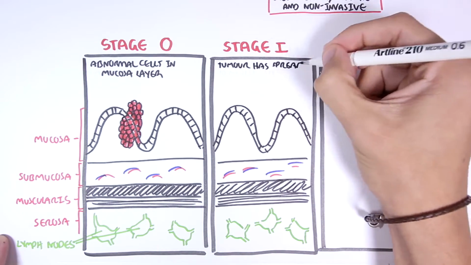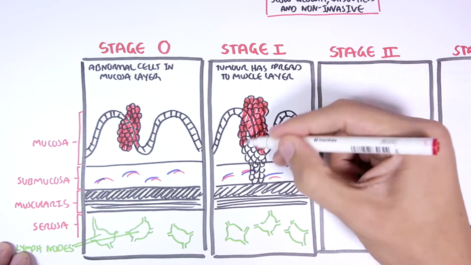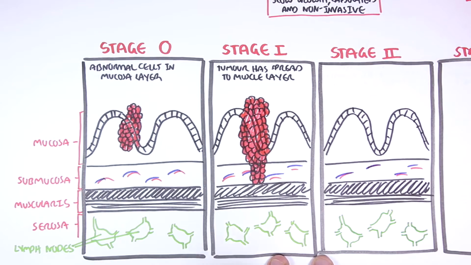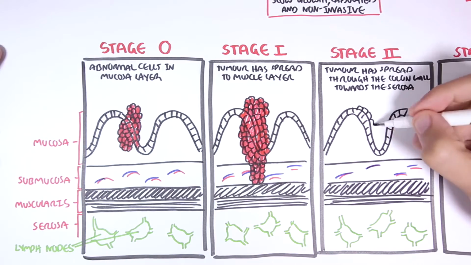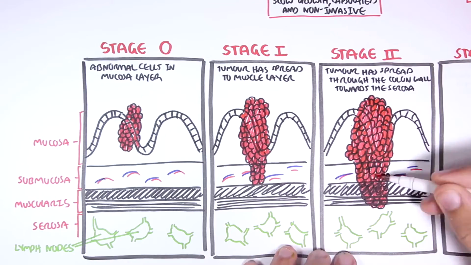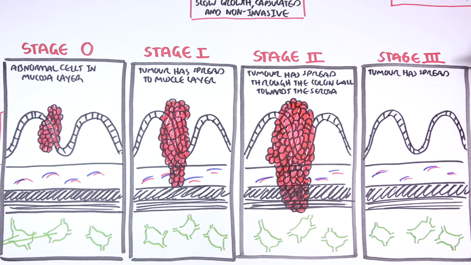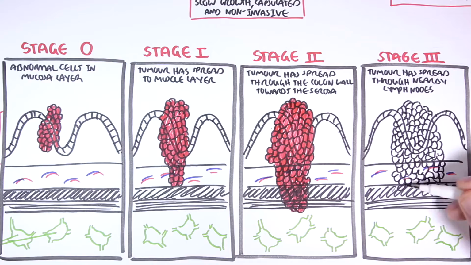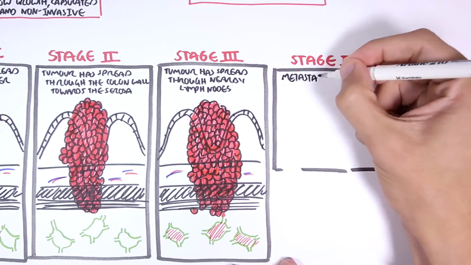Stage 1 is where the tumor has spread to the muscle layer, and things may be getting serious. Stage 2, the tumor has spread through the colon wall towards the serosa. Stage 3, the tumor has spread to nearby lymph nodes. And then we have stage 4, which is the terminal stage, called metastasis.